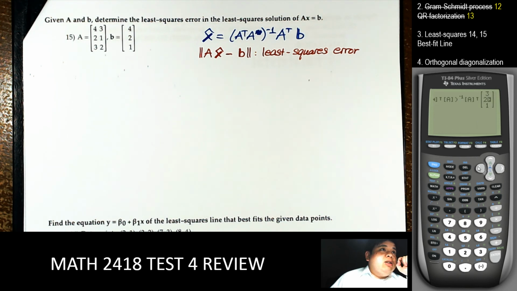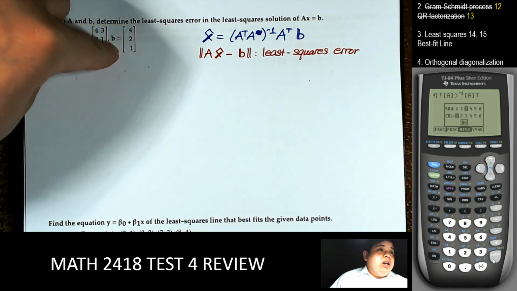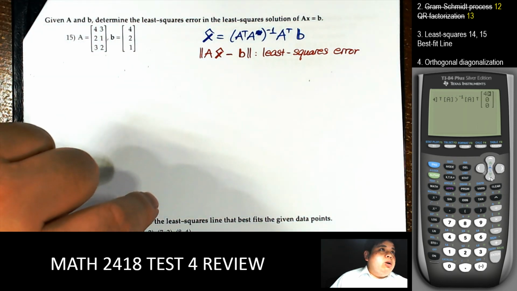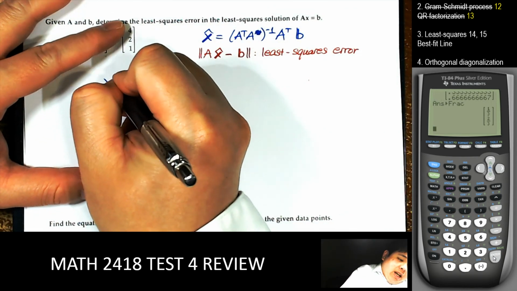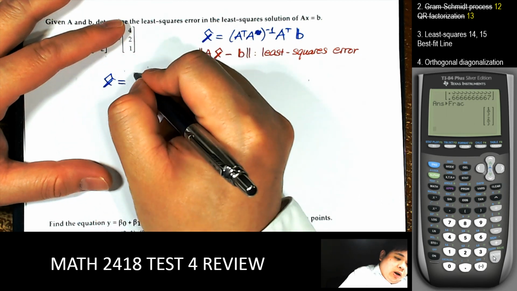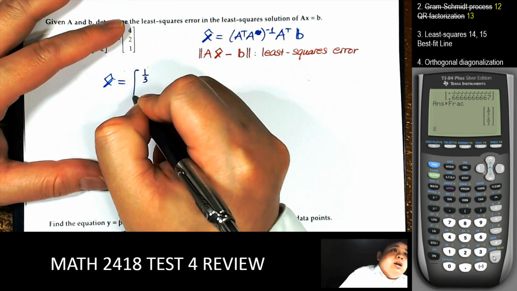Now instead of this vector, alpha zoom, I'm going to enter a different matrix. 4, 2, 1 is that. We have that. If we want fraction, we have that. So we have x hat equal to 1 third and 2 third.